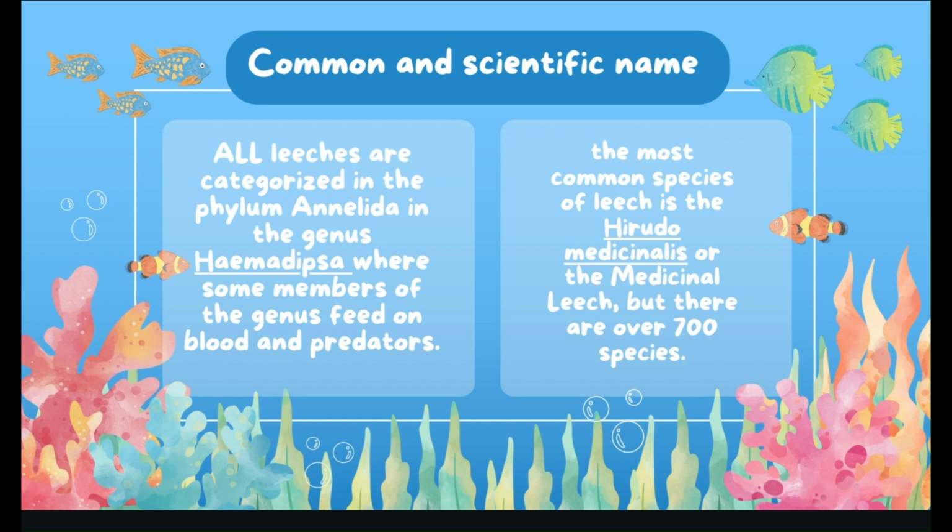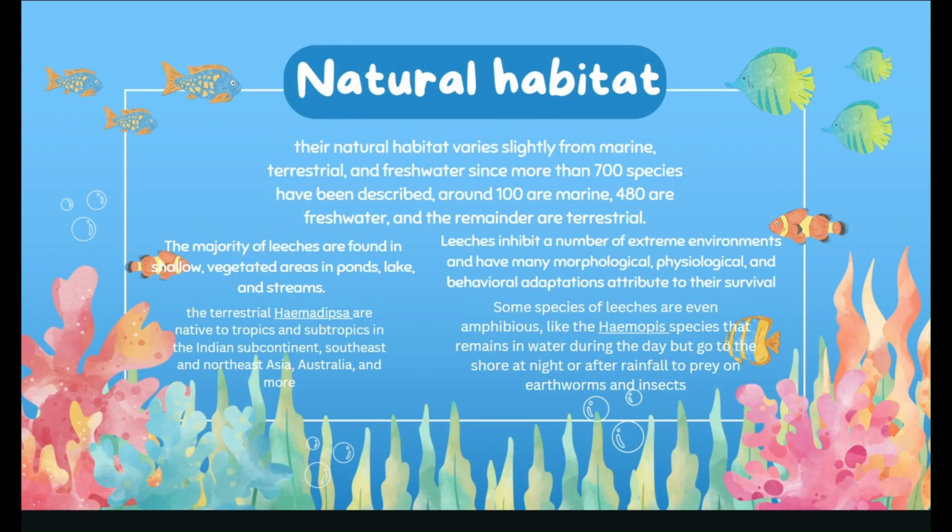So next is its common and scientific name. All leeches are categorized in the phylum Annelida and the genus Hemidipsa, where some members of the genus feed on blood and some are predatory. The most common species of leech is the Hirudo medicinalis, or the medicinal leech. The other species include Hemopus sanguisuga, the horse leech, Piscicola geometra, the fish leech, and many, many more. There are around 700 species of leeches.